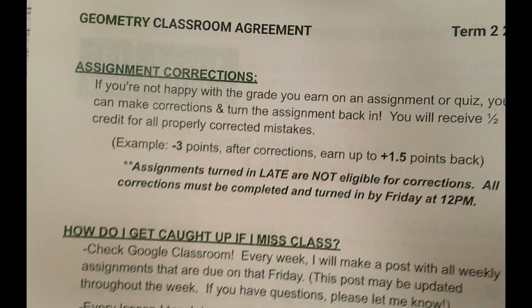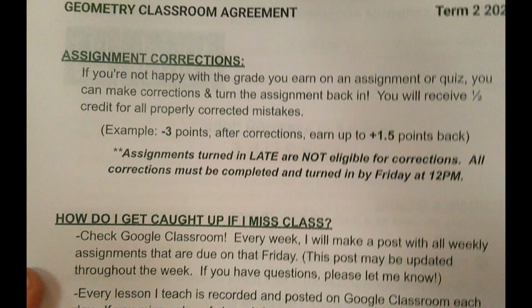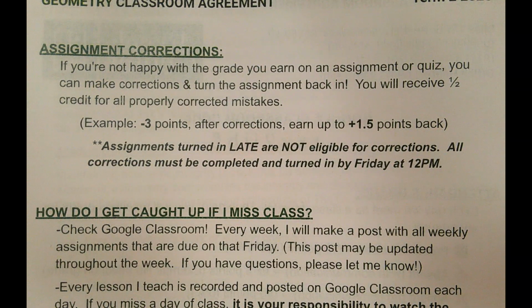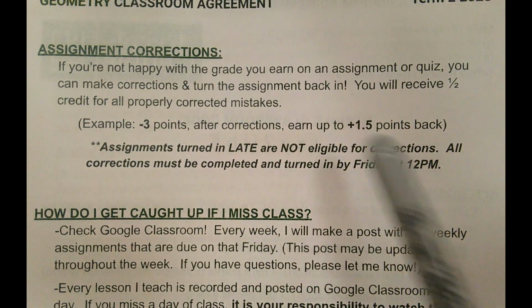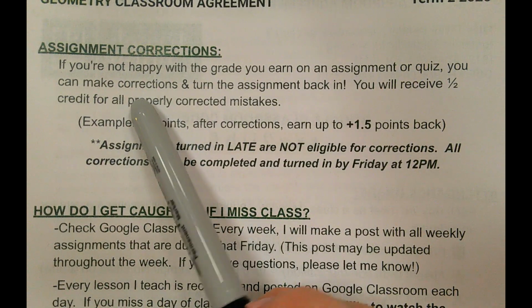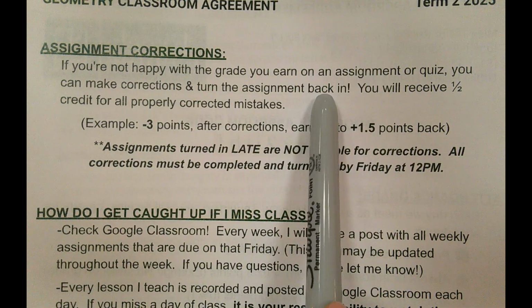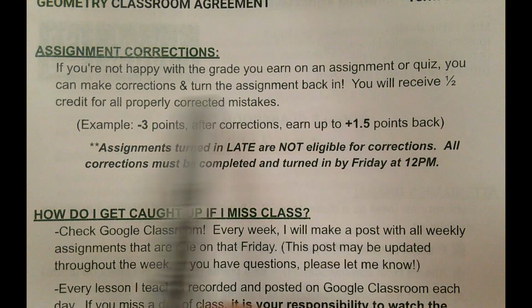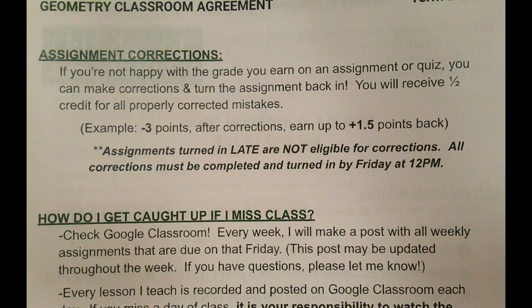So on the back page, we have a section about assignment corrections. What that means is, let's say you complete an exit ticket in this class and you are not happy with the grade that you earn on that exit ticket, on any assignment, on a quiz even. You in this class are allowed to make corrections to anything that you got wrong, and you can turn that assignment back into me. Anything that you have corrected properly, if you are able to fix it and make it into the right answer, I will give you half credit for all of those mistakes that you have corrected.